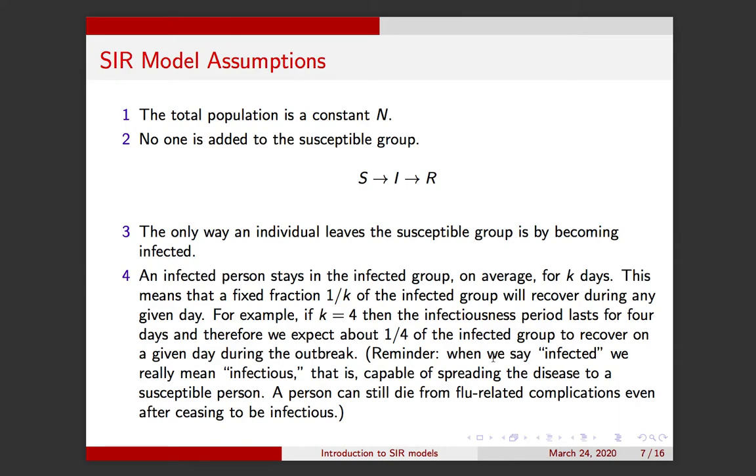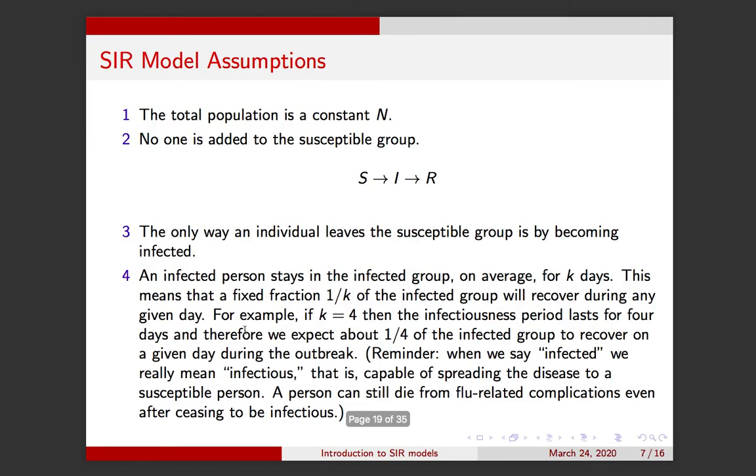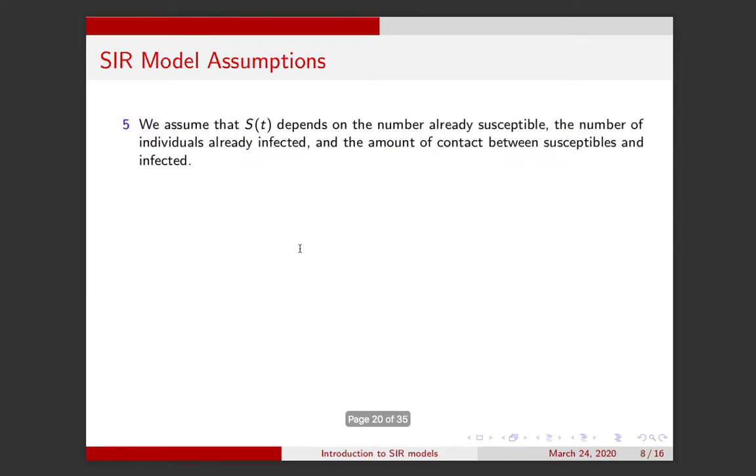And again, it's still worth reminding ourselves that infected really does mean infectious, right? Capable of spreading the disease. So even after you can no longer spread the flu, say, you can still die from it, right? Because you've moved on to, say, pneumonia or something. Okay, the fifth and last assumption deals with how contagious the disease is. No assumption yet has addressed that some diseases are more contagious than others, right? Our fifth assumption addresses contagiousness, among other things.